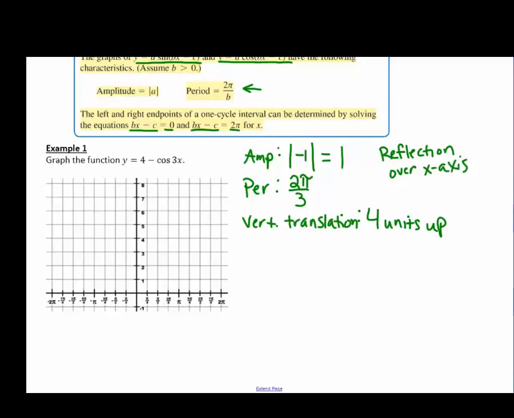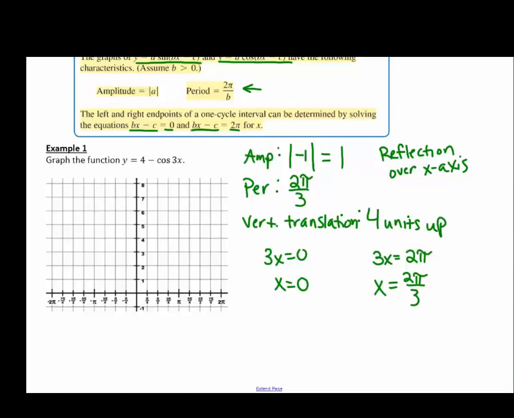Okay, so over the x-axis. All right, so let's see what our beginning and end points are. So we take our 3x, because that's our bx minus c, set it equal to 0. And then we take our 3x and set it equal to 2 pi, because that's one full cycle of the normal cosine function from 0 to 2 pi. All right, and so we get x equals 0, and then x equals 2 pi over 3.